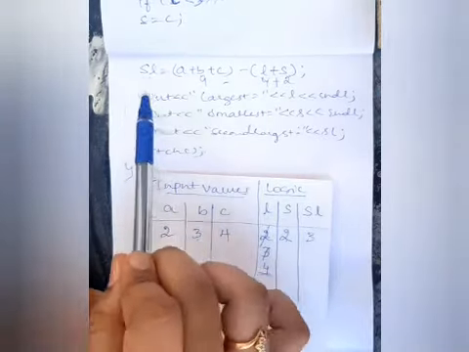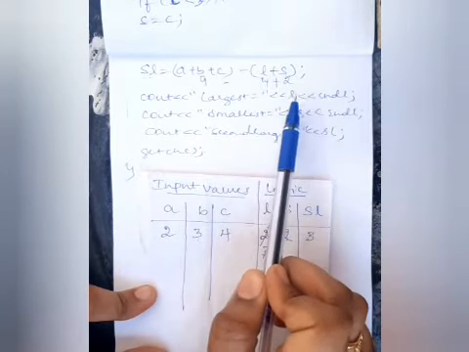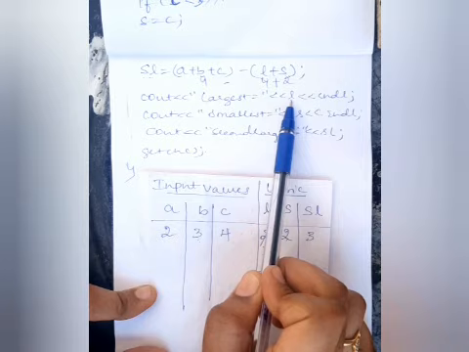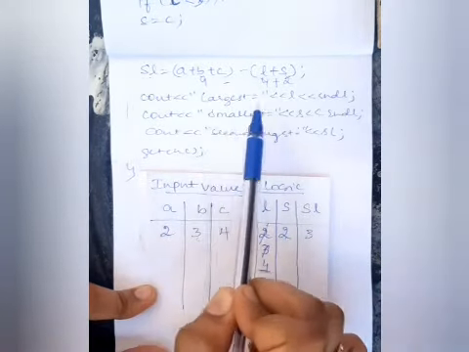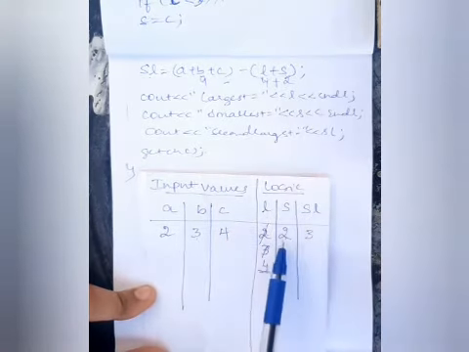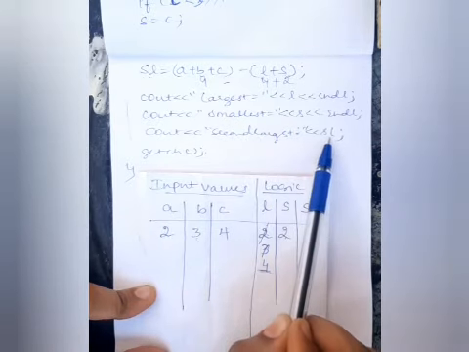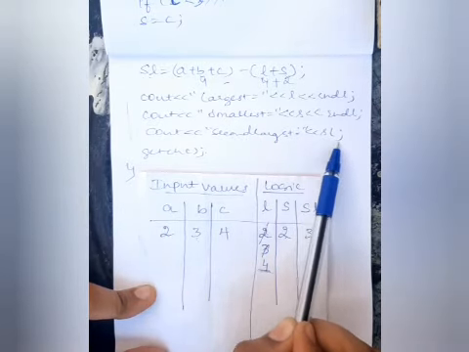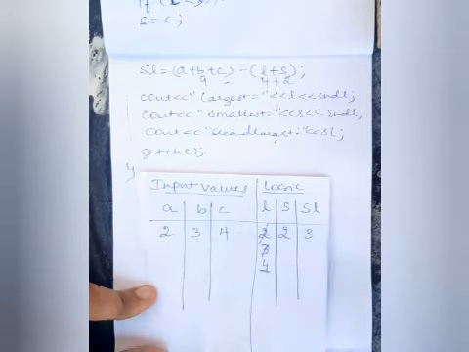Look at the output statement. Largest is equals to L. So in the place of L, which value is to be printed? That is 4. Smallest is equals to S. So in the place of S, 2 will be printed. Second largest is equals to SL. In the place of SL, it will print 3. So that's all about this program.